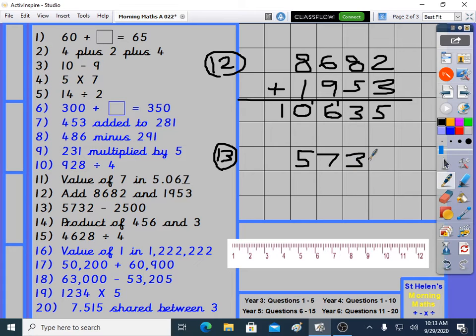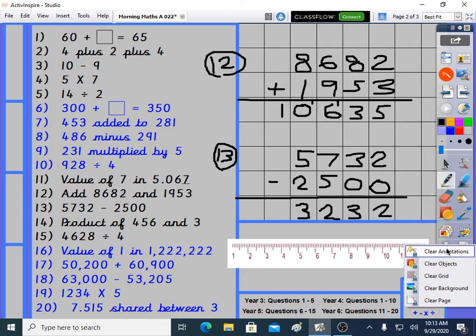Question 13, minus. Biggest number at the top. We've got the biggest number at the top, haven't we? 2 take away 0 is 2. 3 take away 0 is 3. This is a bit easy. 7 take away 5 is 2. 5 take away 2 is 3. Quite easy because there was no help or borrowing or taking or whatever you call it required in that question. One of the easiest ones we've done for a while. Let's move on to question 14.